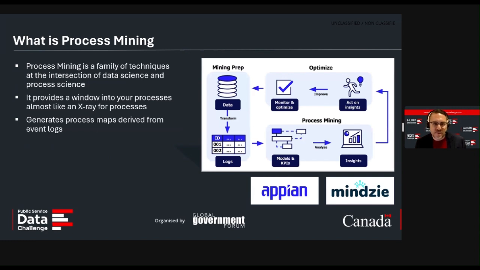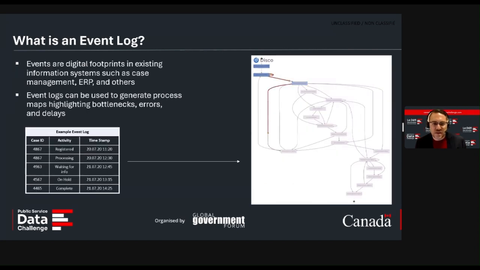Process mining is a family of techniques at the intersection of data science and process science. It provides a window into your processes, almost like an X-ray for processes, and we do that by generating process maps derived from event logs. So what's an event log? An event log can be thought of as an audit log or a trace of activities from the time a service is requested to the time it is delivered.